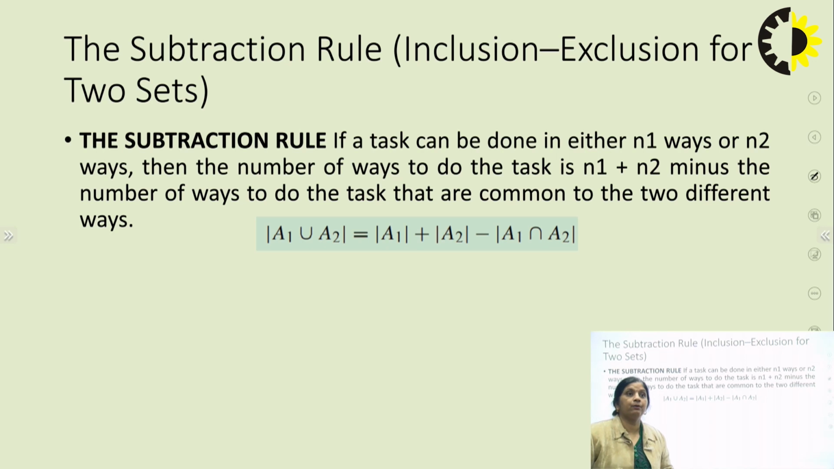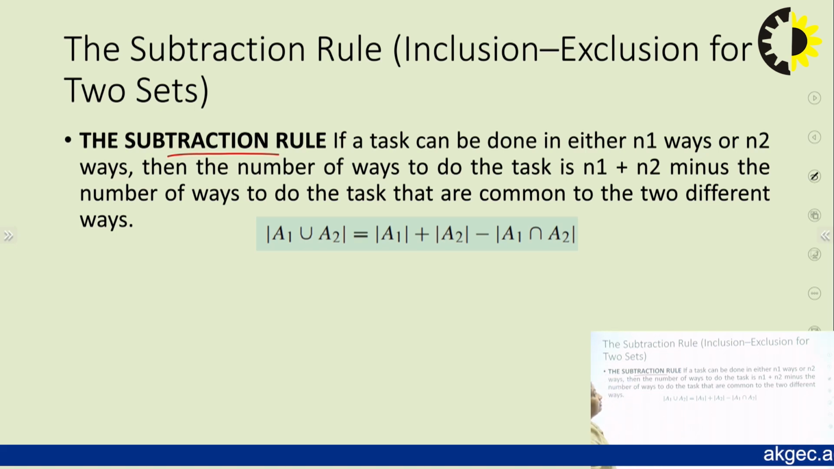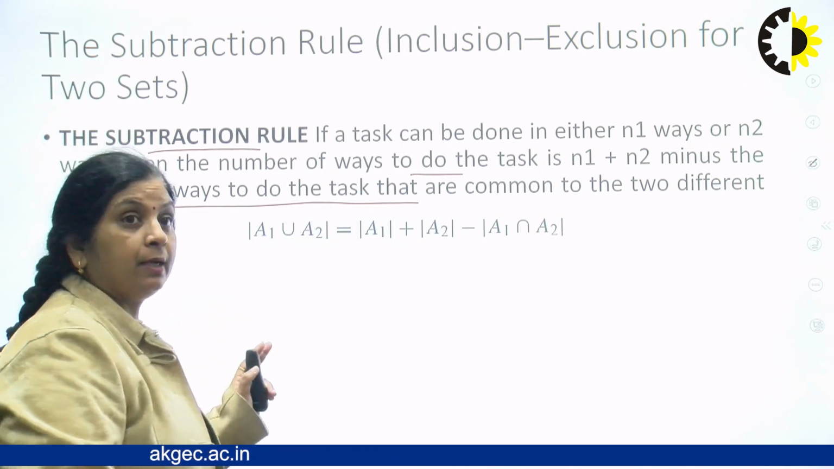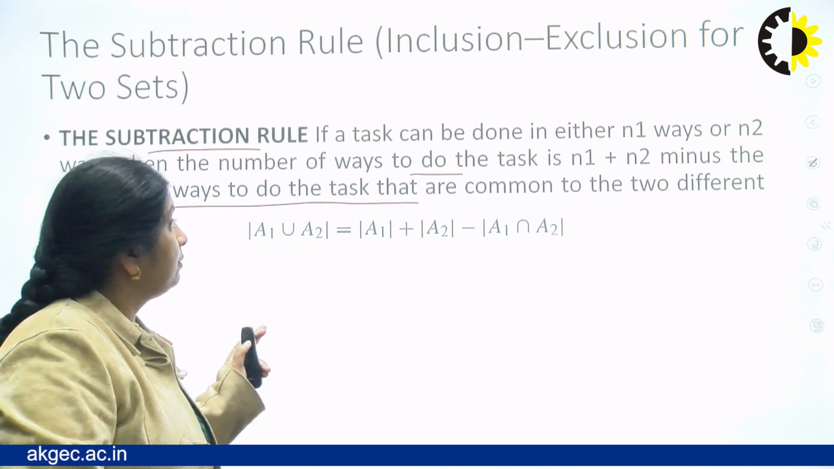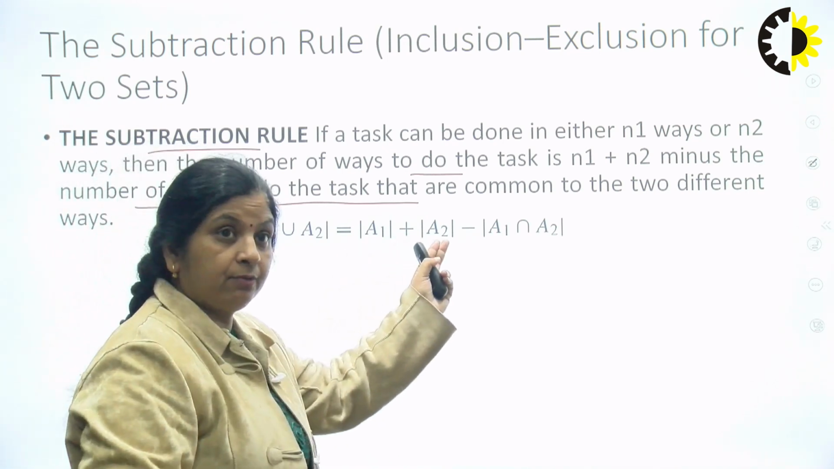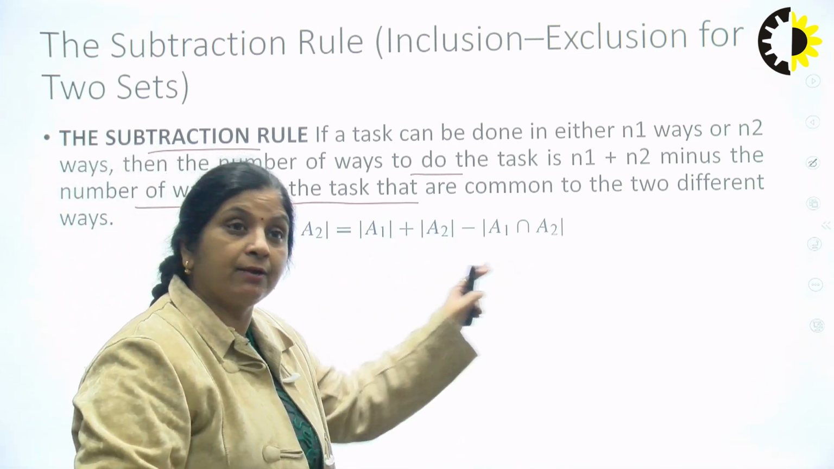Now we'll talk about the rule of subtraction, that is inclusion-exclusion for two sets. So what is the rule called? Subtraction rule. If a task can be done in either n1 ways or n2 ways, then the number of ways to do the task is n1 plus n2 minus the number of ways to do the task that are common to the two different ways. We are adding the first and the second number of ways, but there may be something in common, so we have to exclude that.